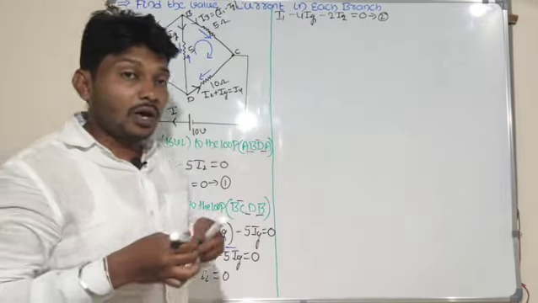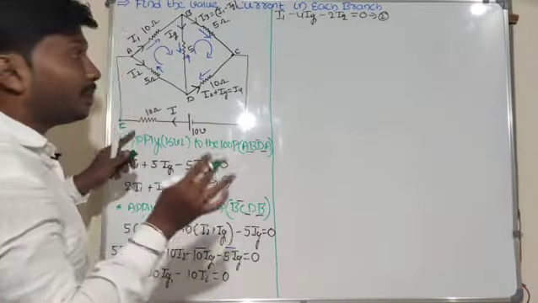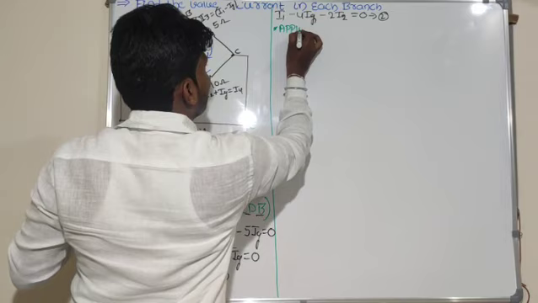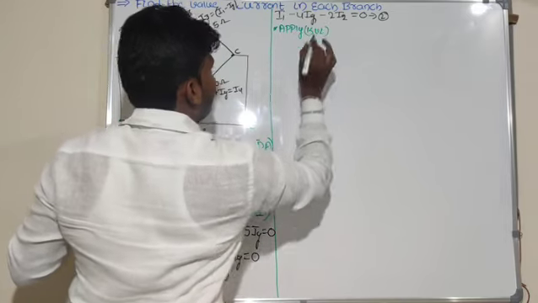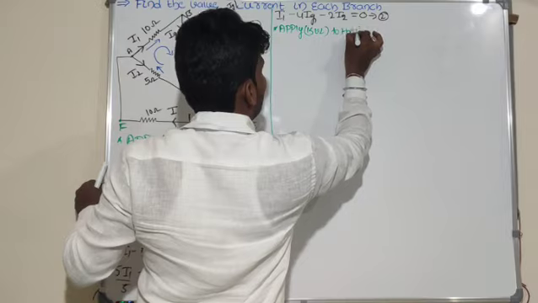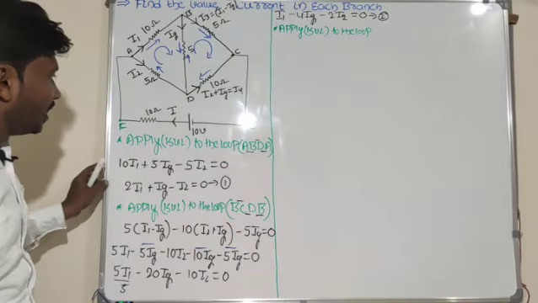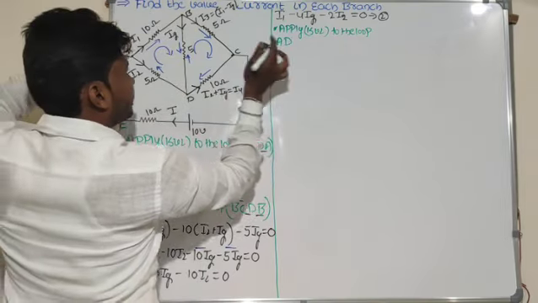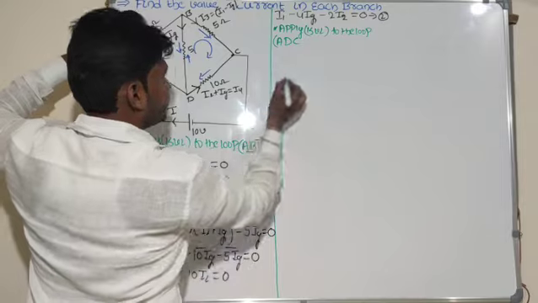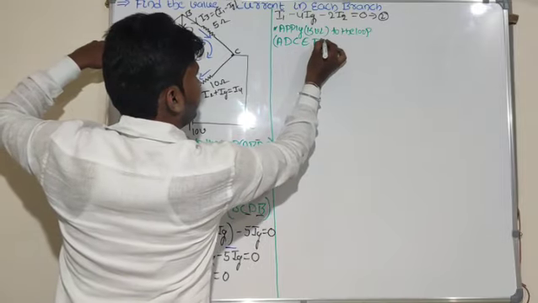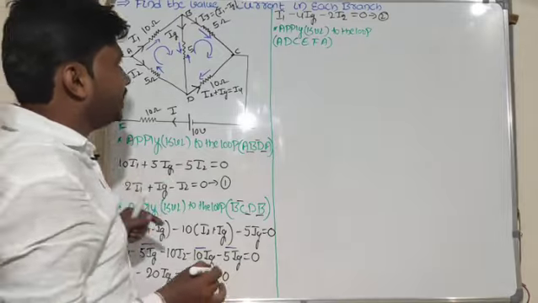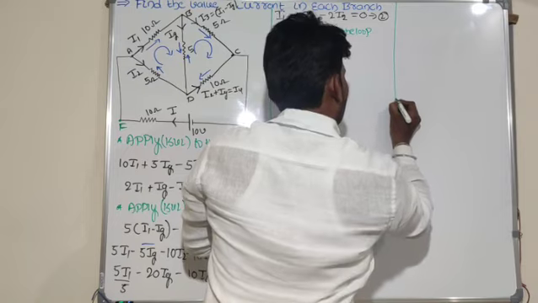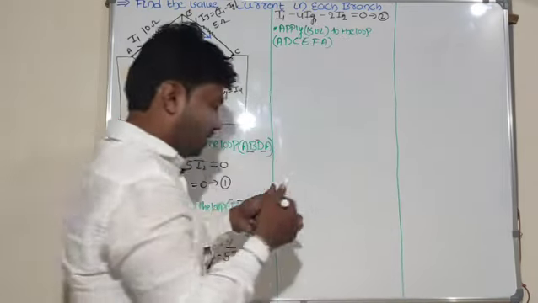Now I will take that one more loop for this circuit. For that loop again I will apply the KVL law. What's the loop here? Loop is ADCEFA: A to D, D to C, C to E, E to F, F to A. Is it right? I will choose this loop and apply KVL.